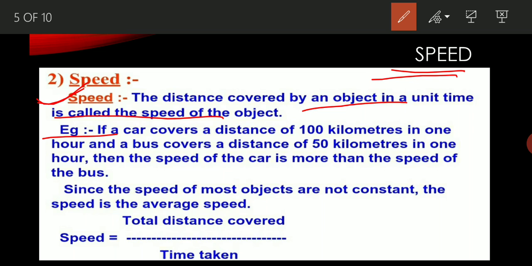Now the example is given here. If a car covers a distance of 100 kilometers in 1 hour, see here distance is given and time is also given. Distance is 100 kilometers and time is 1 hour. A bus covers a distance of 50 kilometers in 1 hour. Here time is given, then the speed of the car is more than the speed of the bus. How can we consider the speed of the car? If we are talking about this, first we have to calculate the speed, and this is the formula of speed.